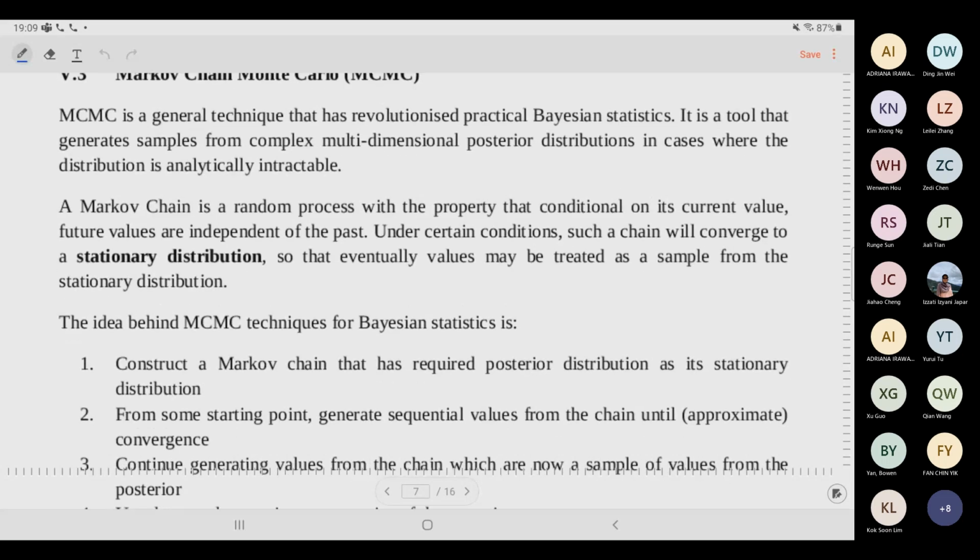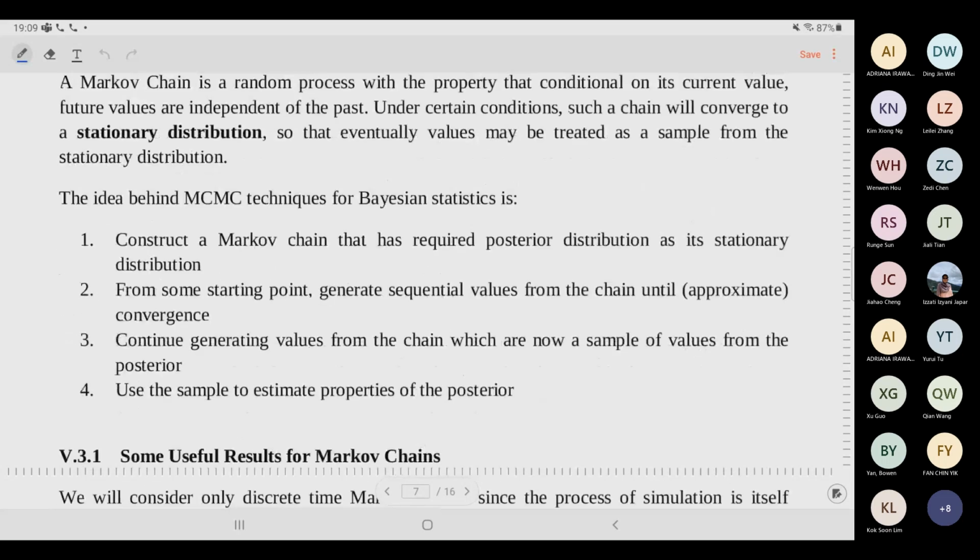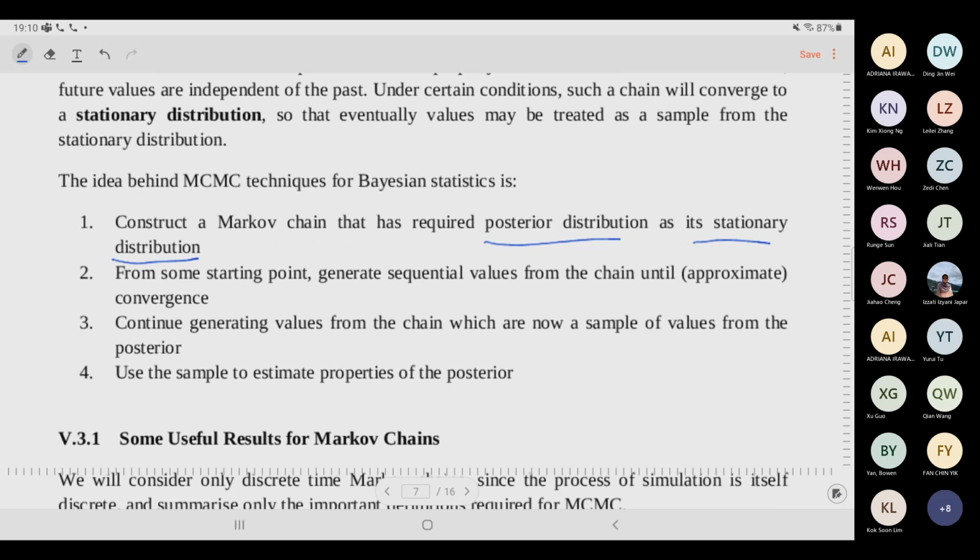The technique is the important part. With MCMC, you have to construct a chain, and the posterior will be a stationary distribution. What does stationary distribution mean? If you run this Markov chain for a long time, it will converge to the stationary distribution. And we have to construct it such that the stationary distribution is our posterior distribution that we want to target.